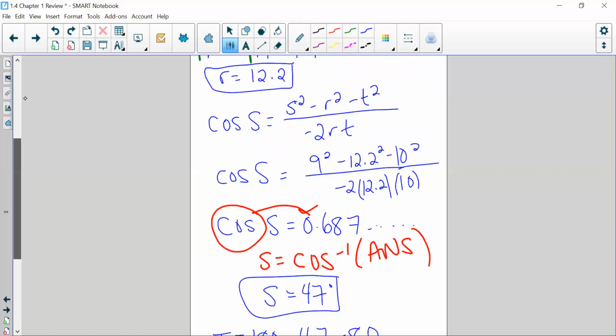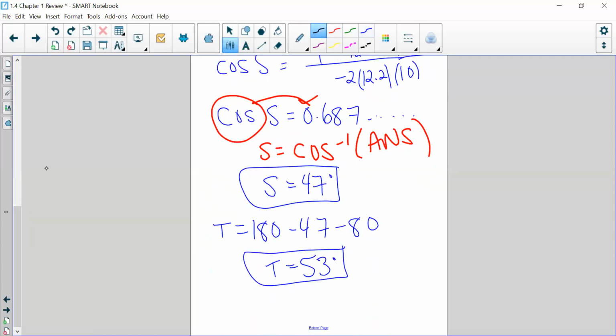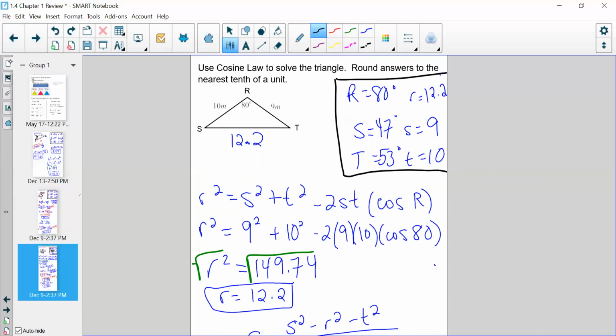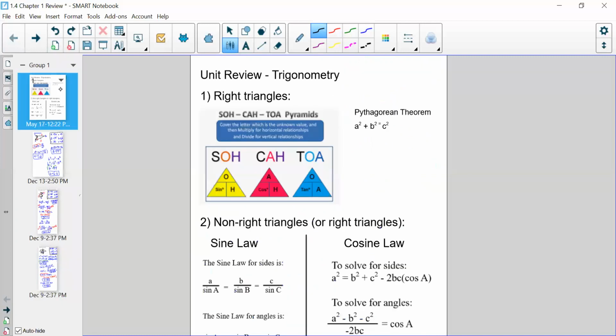And then let's just check to see if our answers make sense up here. So my biggest angle is R, which is 80 degrees. It is across from my biggest side. And S is my smallest angle. It's across from my smallest side. So in your lesson today, please make sure you're using your formulas appropriately, whether it's a right triangle or a non-right triangle, and use your calculator comfortably.